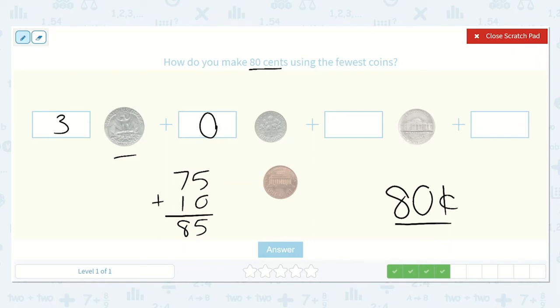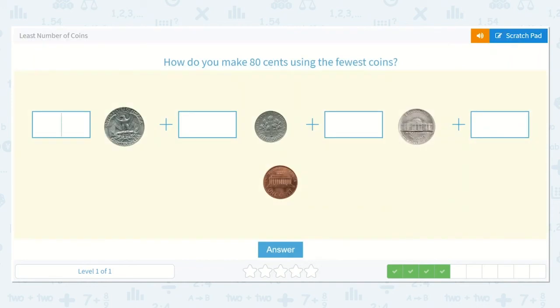What about if we have 75 cents and we add 5 more? Let's see, 5 plus 5 is 10. It's 80 cents. That's exactly what we needed. So we just need 1 nickel and 0 pennies. So we have 3 quarters, 0 dimes, 1 nickel, and 0 pennies.